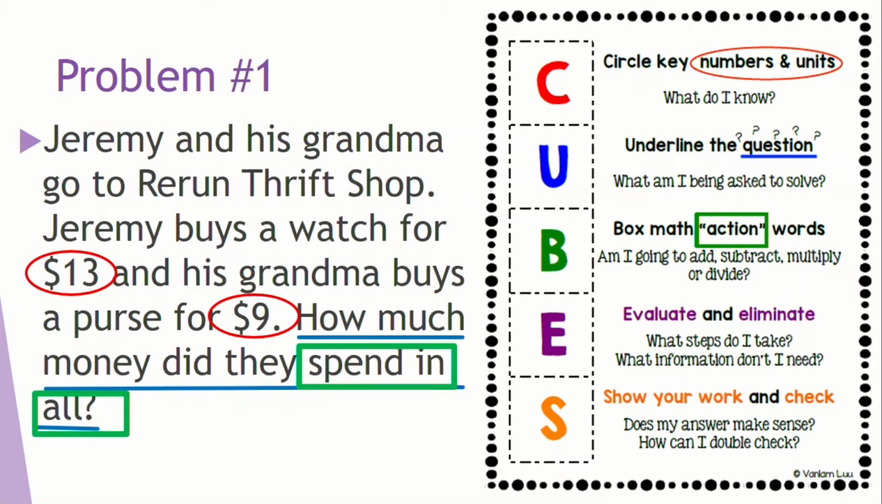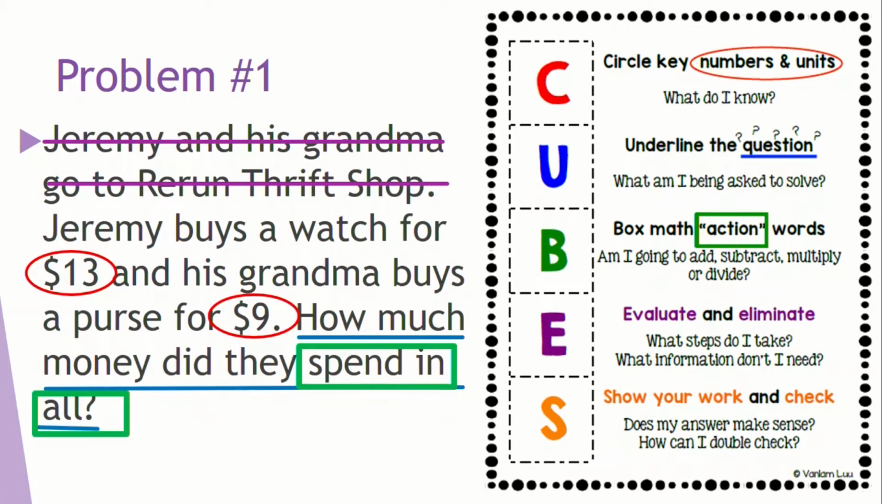Finally, we're going to eliminate the extra information. The very first sentence is very interesting and it makes the math problem more exciting, but it's not going to help us solve the problem. So "Jeremy and his grandma go to Rerun Thrift Shop" is extra information that we're going to cross off. Finally, we're going to solve the problem.